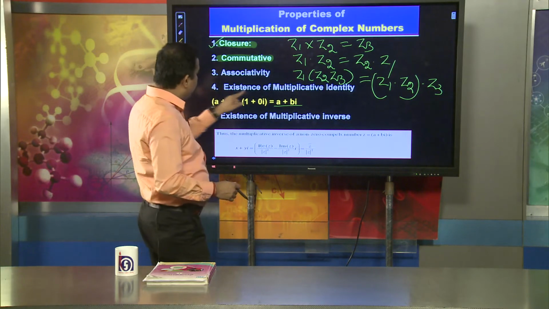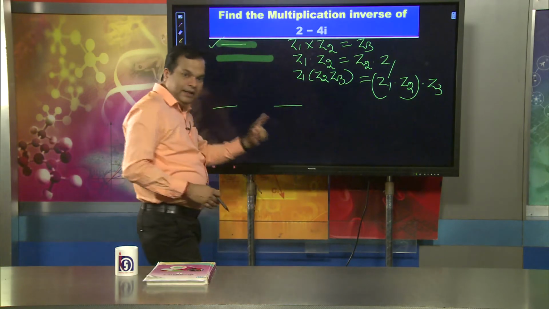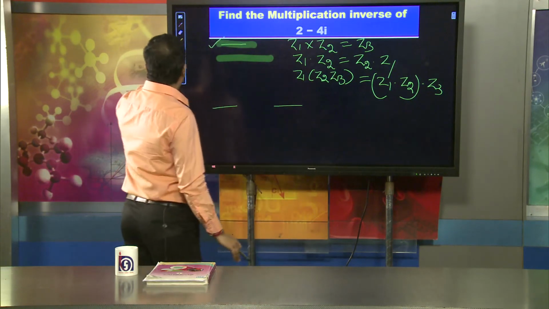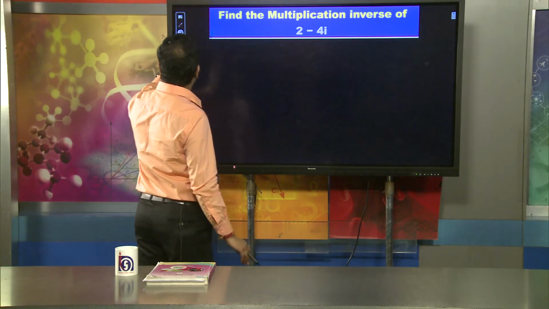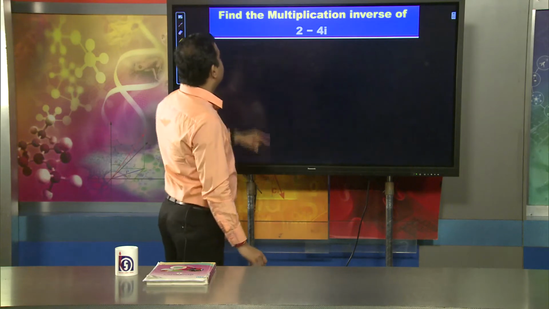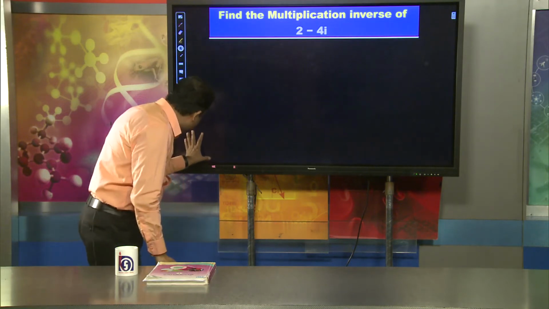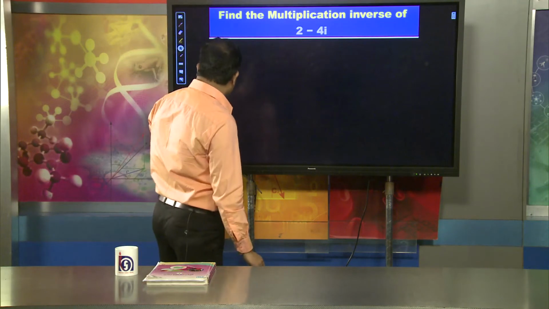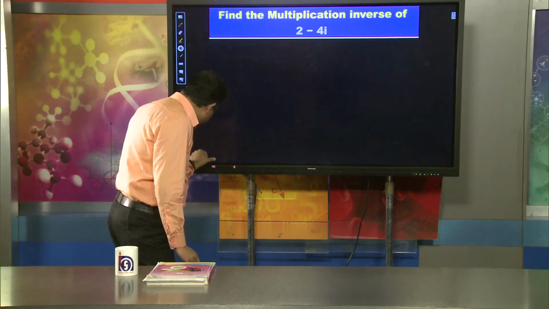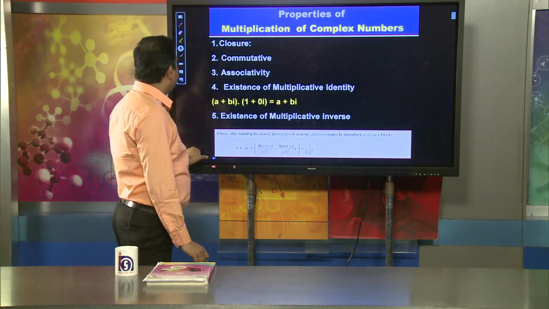Next, the existence of multiplicative inverse. Both multiplicative identity and multiplicative inverse are satisfied by complex numbers. Now, an important thing is the multiplicative inverse, for example of 2 minus 4i. Before that, you must understand that when talking about multiplicative inverse, there is a formula, and that will be discussed before the division part. It is very important.